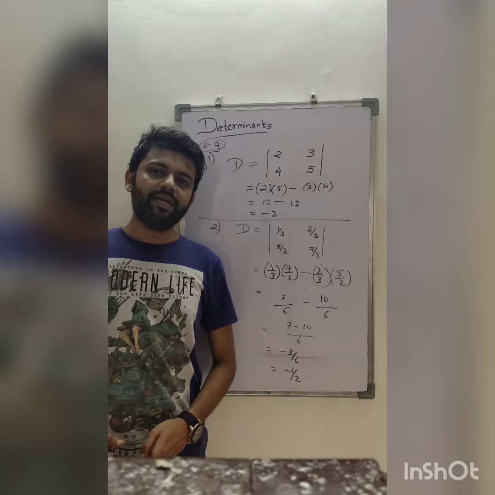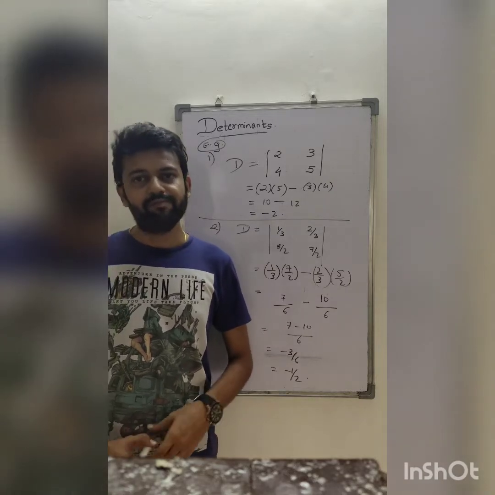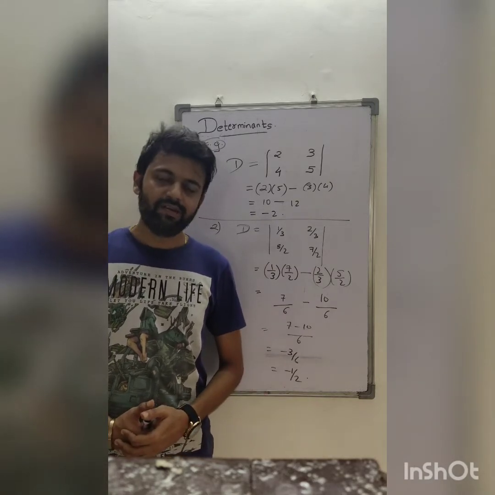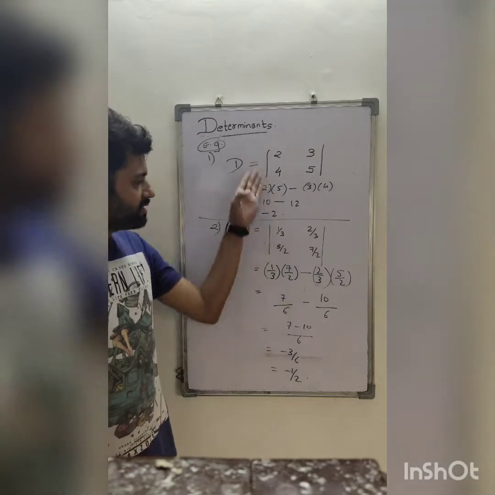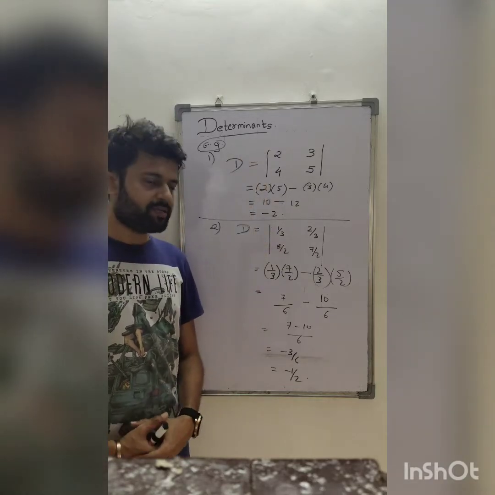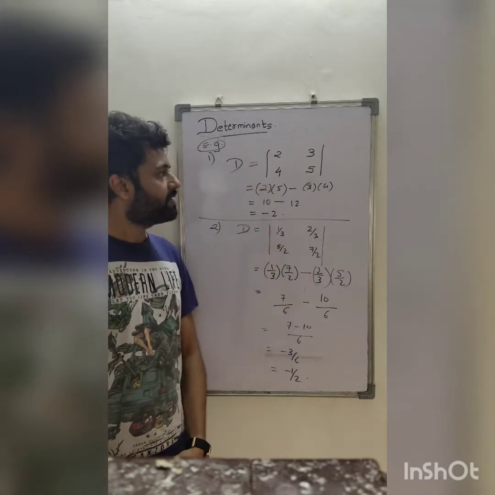Remember, the value of the determinant can also be positive, 0, integer, whatever. These are the two examples of determinant. Kindly go through this property.